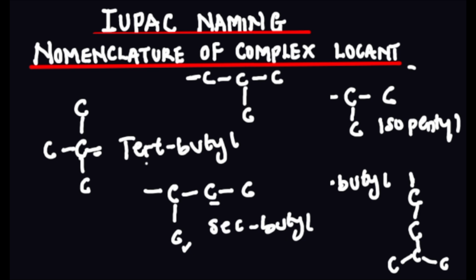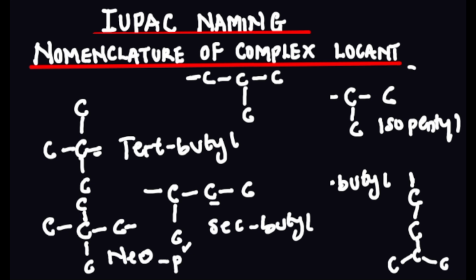Now let's continue. Let's say we have one more, this guy here. We have a carbon here, and at the same time we have a carbon here. Then there is a bond here. If we count it 1, 2, 3, 4, 5, so this is 5 carbon atoms. This is basically neopentyl. That's basically the name of this guy.